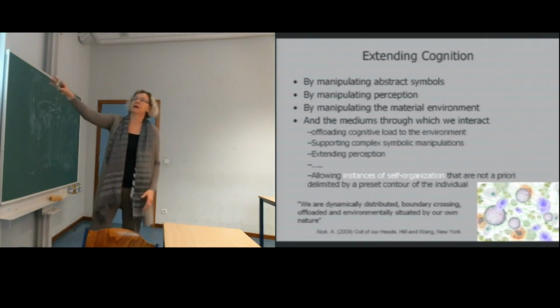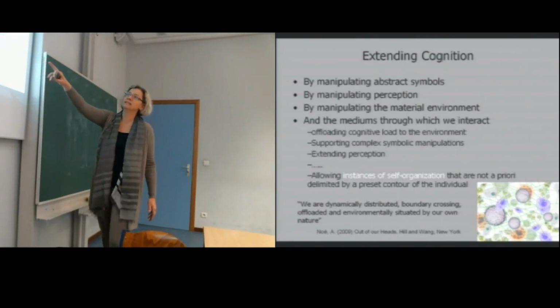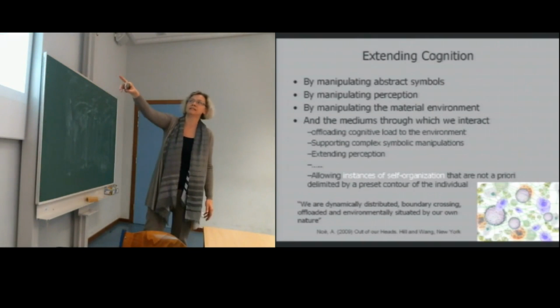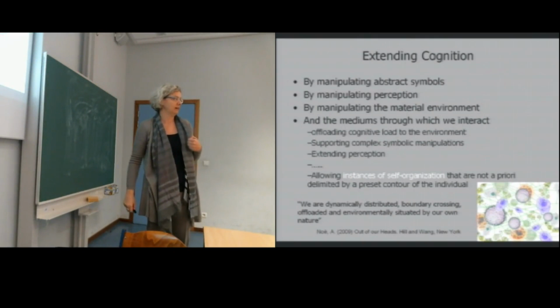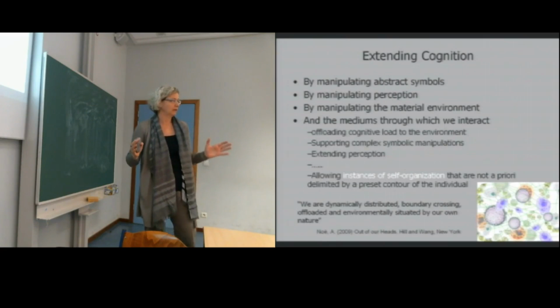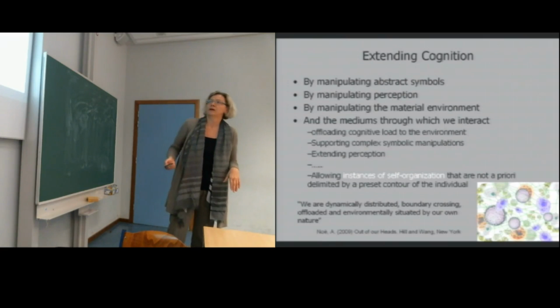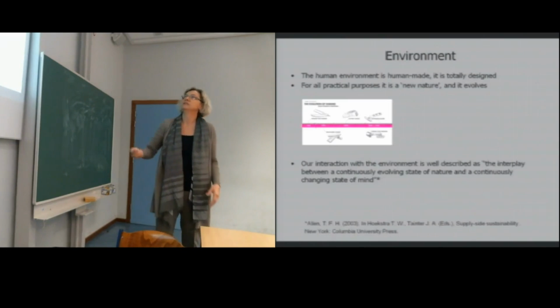Extending perception. Well, the interesting part is that all of this may allow instances of self-organization that are not a priori delimited by the contour of the individual. Which means we produce our environment and we allow something to happen which self-organizes without an a priori set contour. So this is extended cognition, embodied cognition.